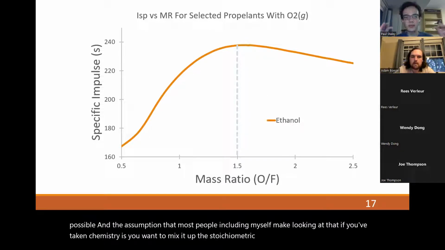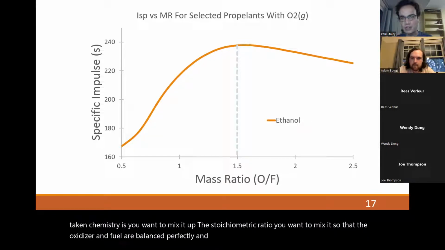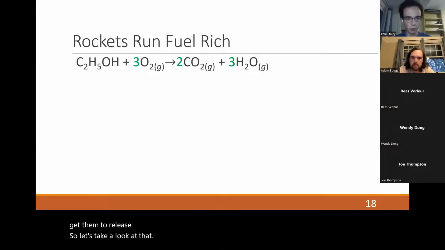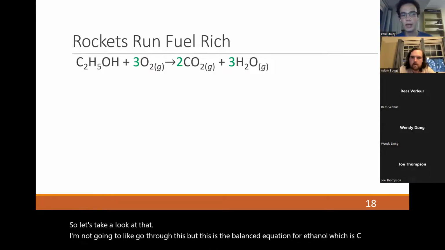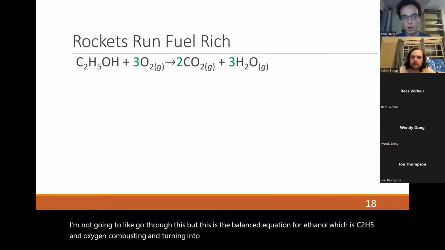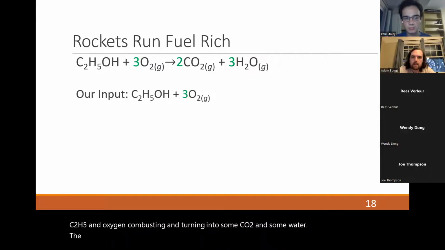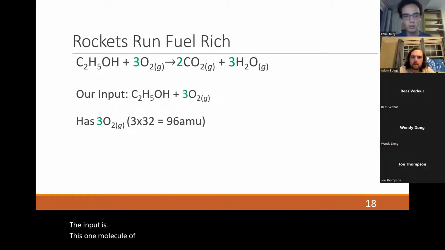You want to mix it so that the oxidizer and fuel are balanced perfectly, and they release as much energy as you can possibly get them to release. So let's take a look at that. I'm not going to go through this, but this is the balanced equation for ethanol, which is C2H5OH, and oxygen, combusting and turning into some CO2 and some water. The input is 1 molecule of ethanol and 3 of oxygen.